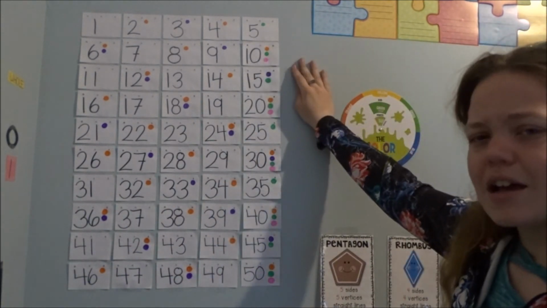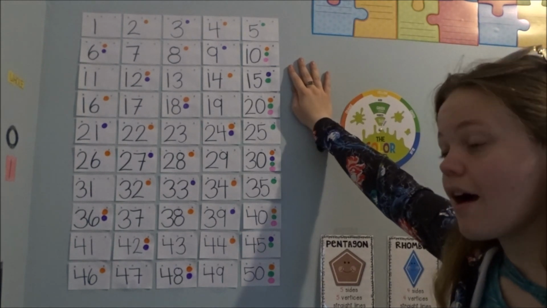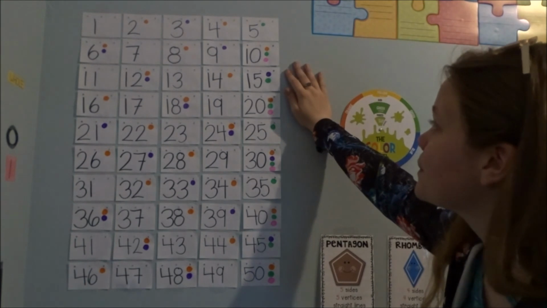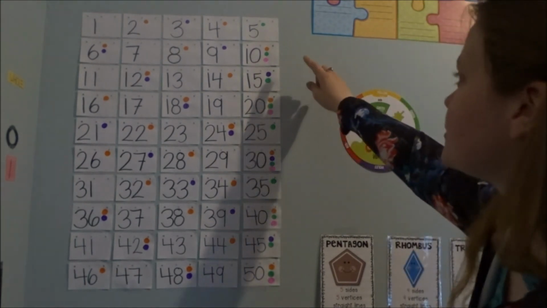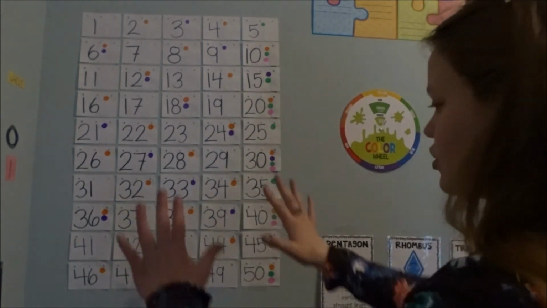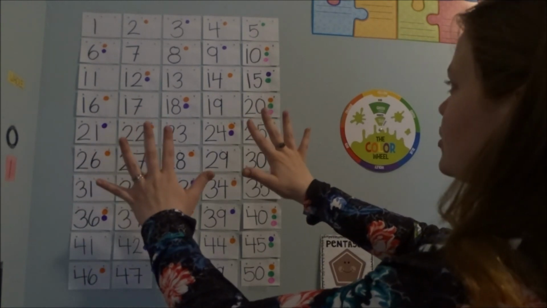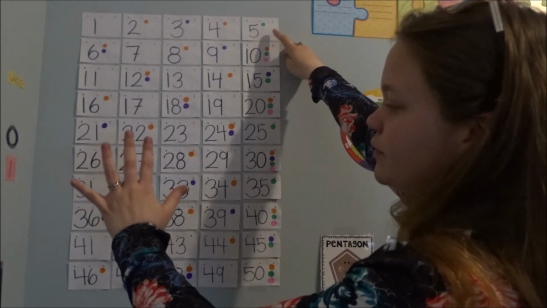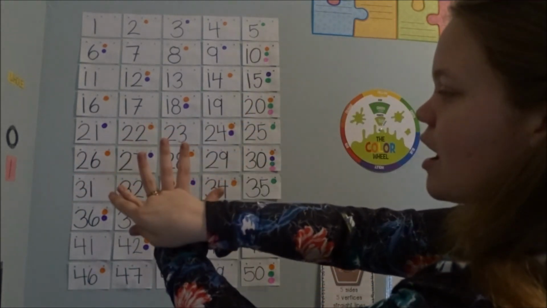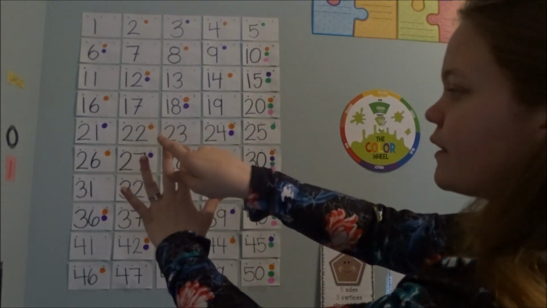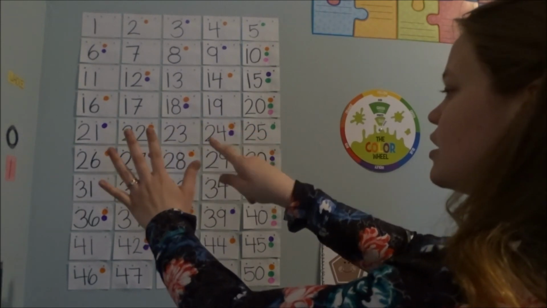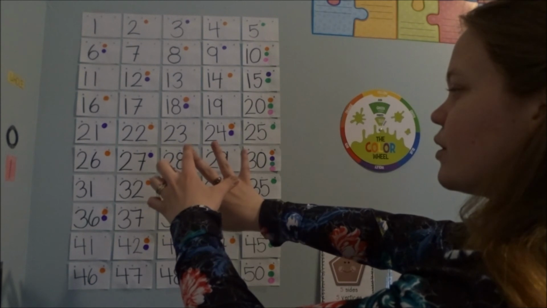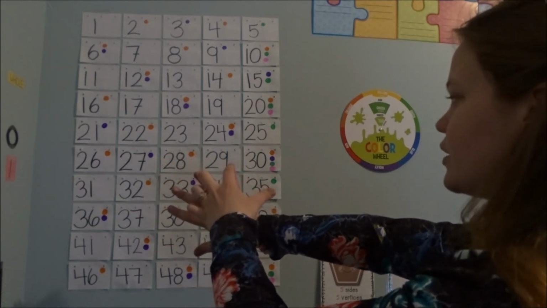So we have a stack of $5 bills. Let's say we have 10 $5 bills. Let's see how many that is. So we are going to say we have 10 $5 bills, and we are going to count 5 for each one. So 5, 10, 15, 20, 25, 30, 35, 40, 45, 50.